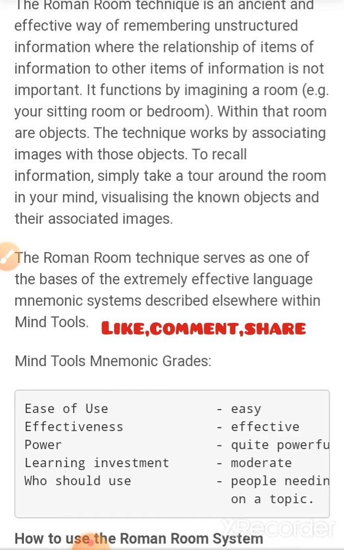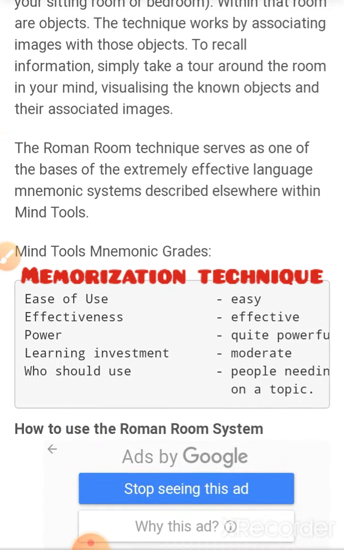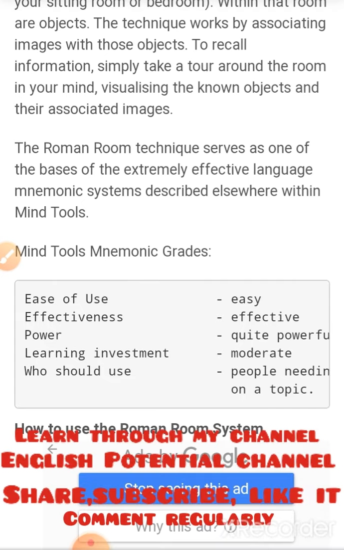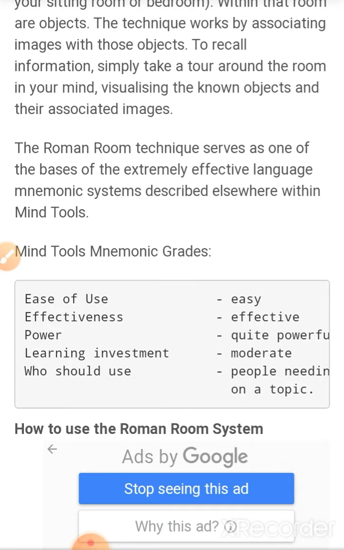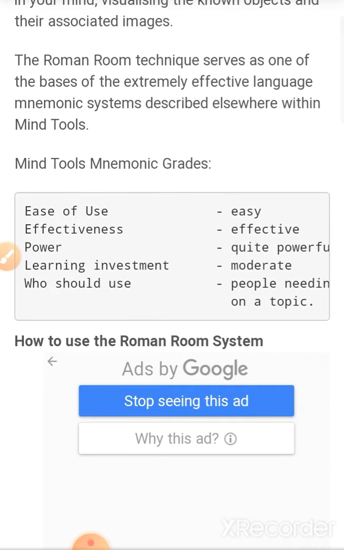It is used for effective language learning, and Mind Tools mnemonic grades ease of use. It's very easy. Effectiveness, yes, this method is effective. Power, it is quite powerful. Learning investment, moderate. Who should use? People who need information about a topic.